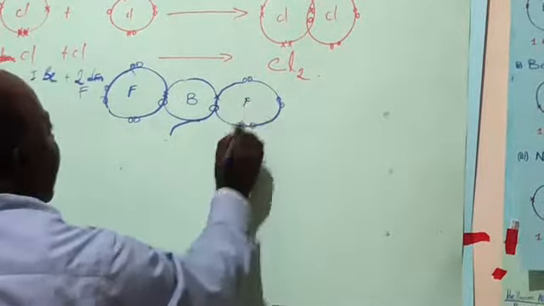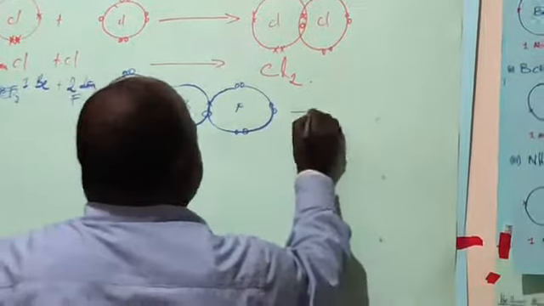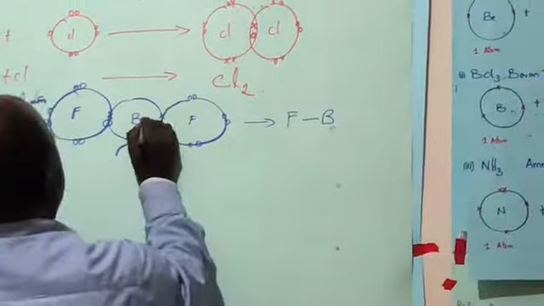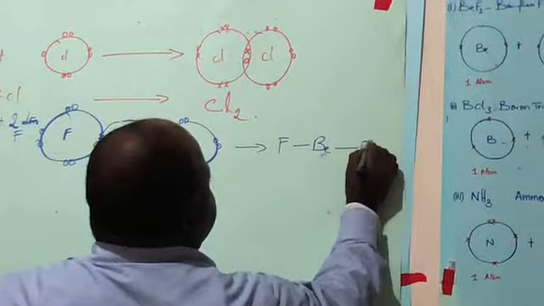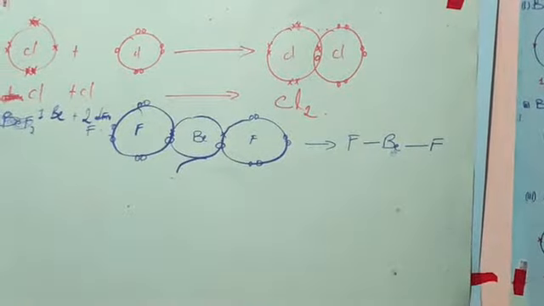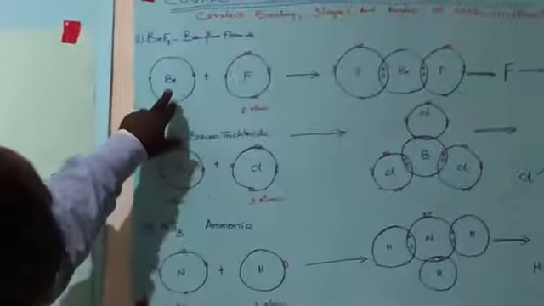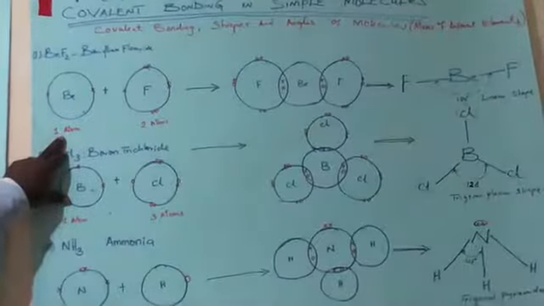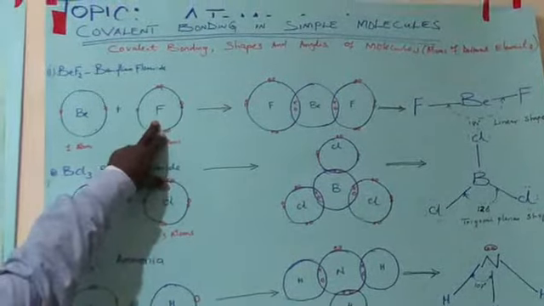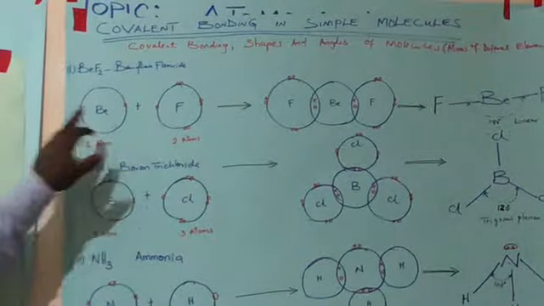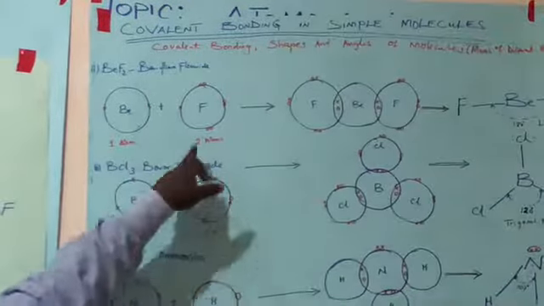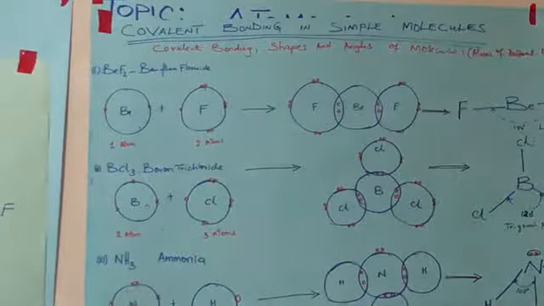It's always donating. That gives a linear structure, which is F, Be, F. This is how it is represented here. This is 1 atom of beryllium plus 2 atoms of fluorine, and there are 2 valence electrons in beryllium, and 2 atoms of fluorine are involved in this.